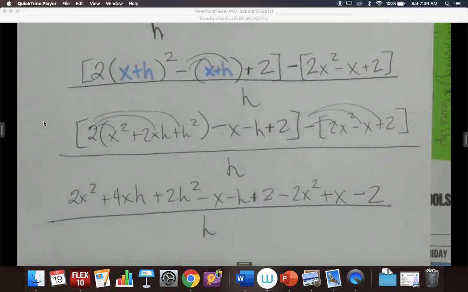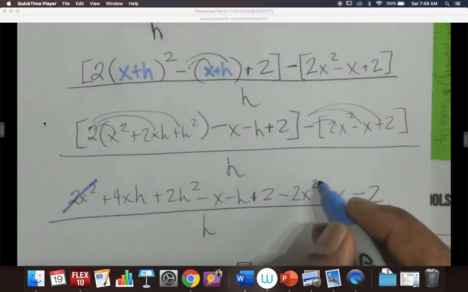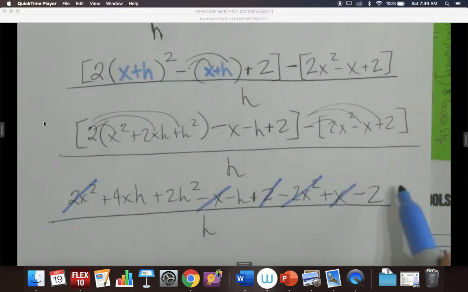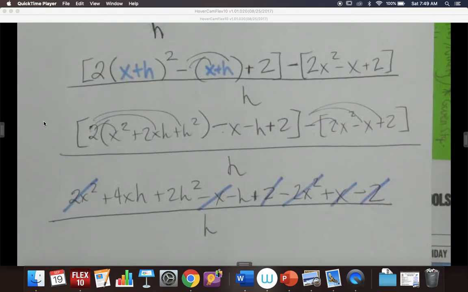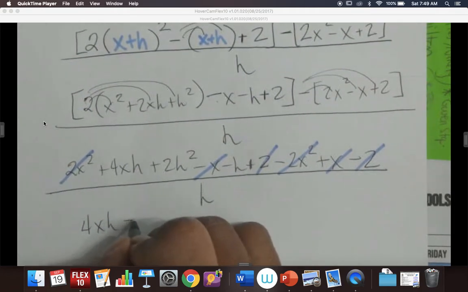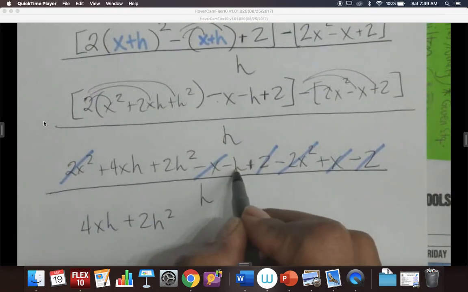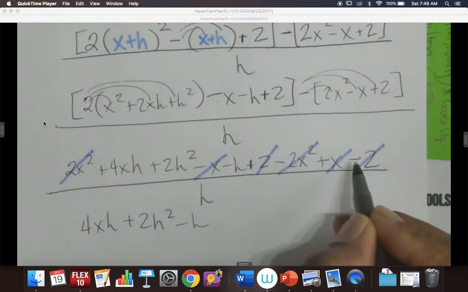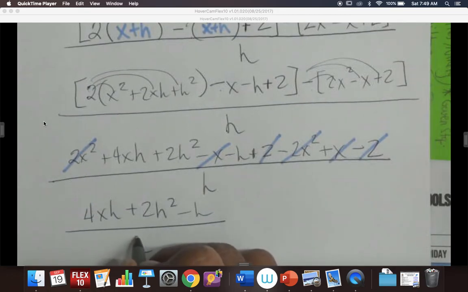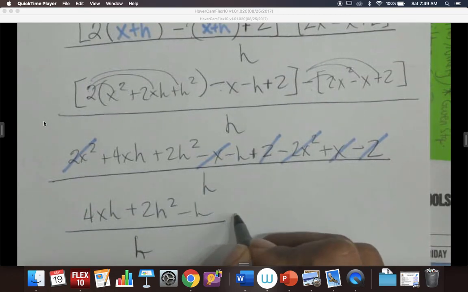So now I can look at it: I have a 2x squared and a negative 2x squared. I have a negative x and a positive x, and I have a positive 2 and a negative 2. All that cancels out, as it should. And then I'm left with 4xh, 2h squared, negative h, and that looks like that's it, all over h. And then I just simplify.